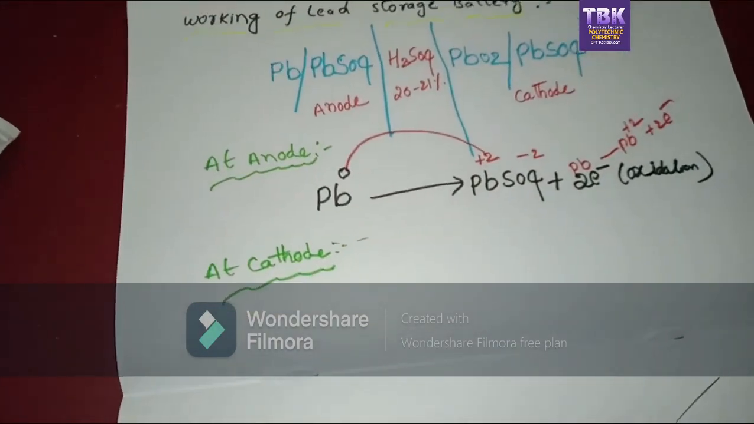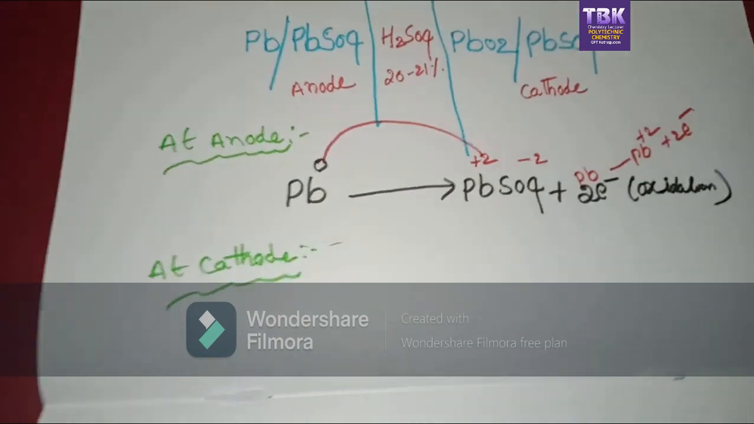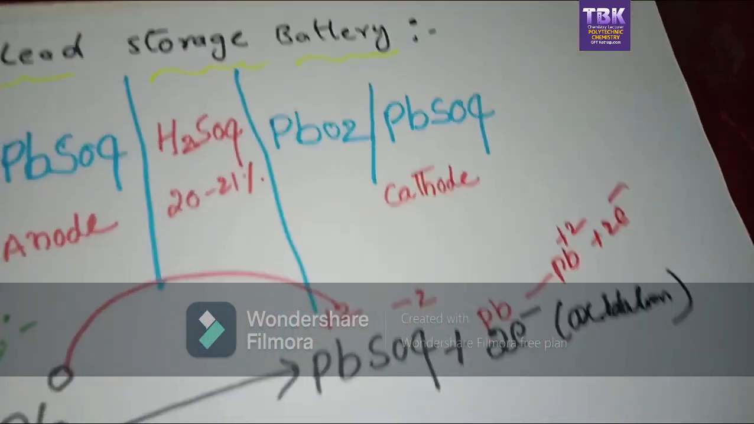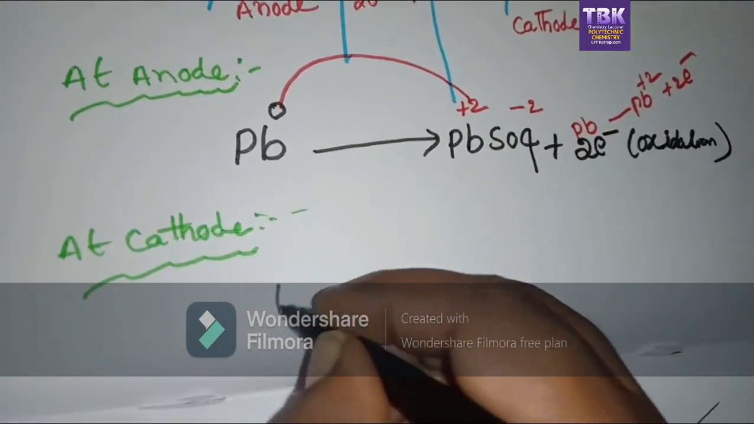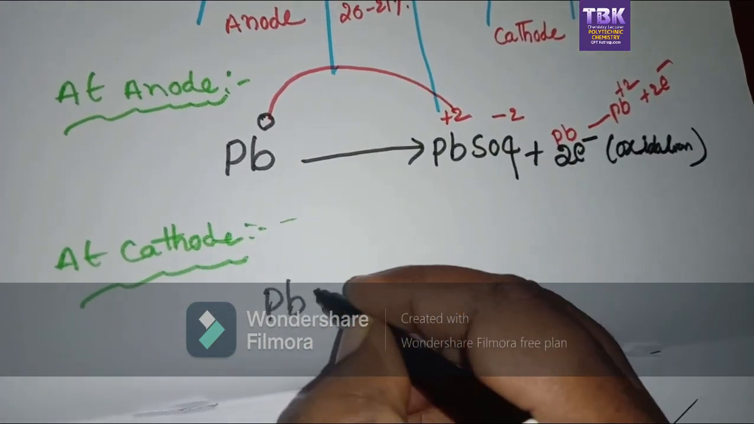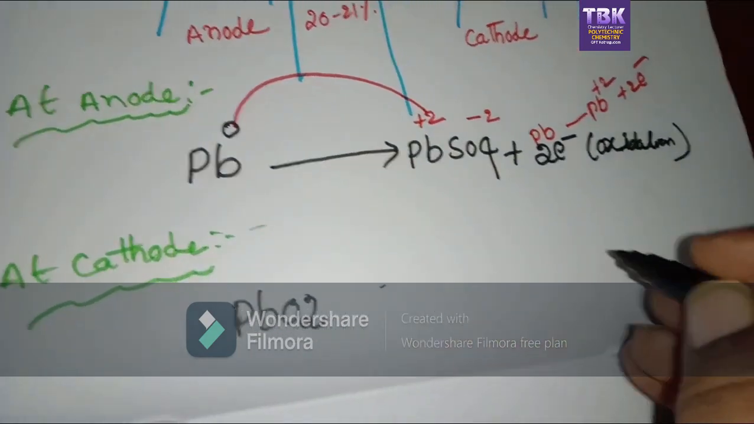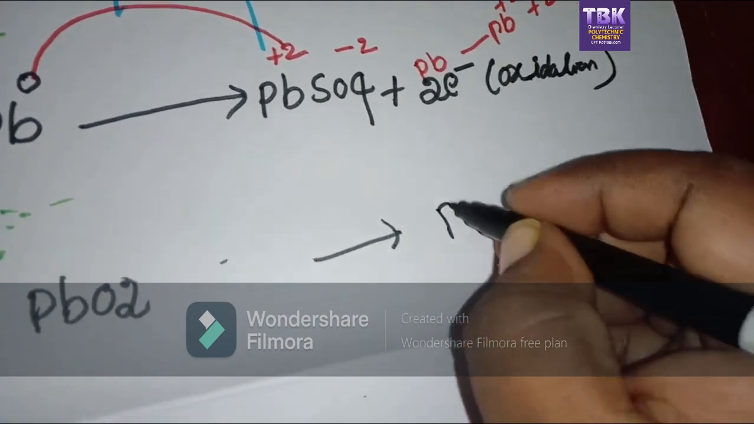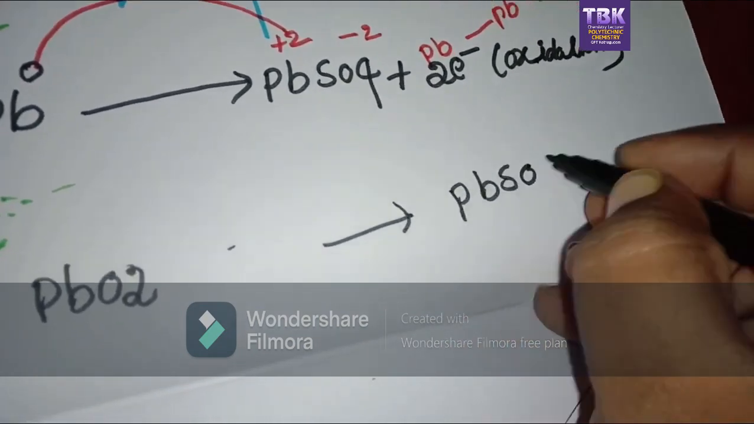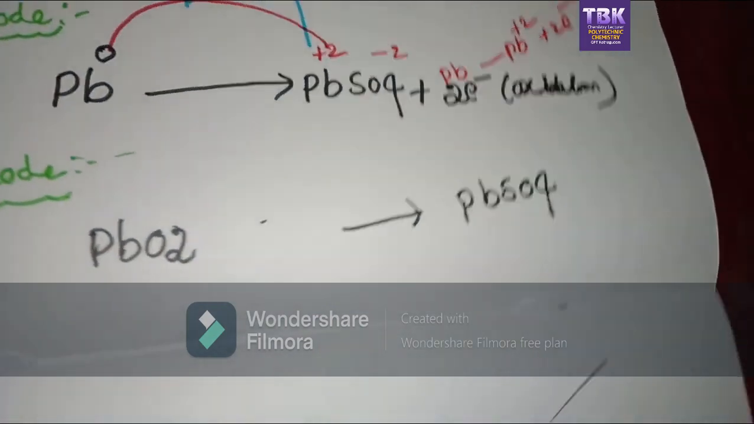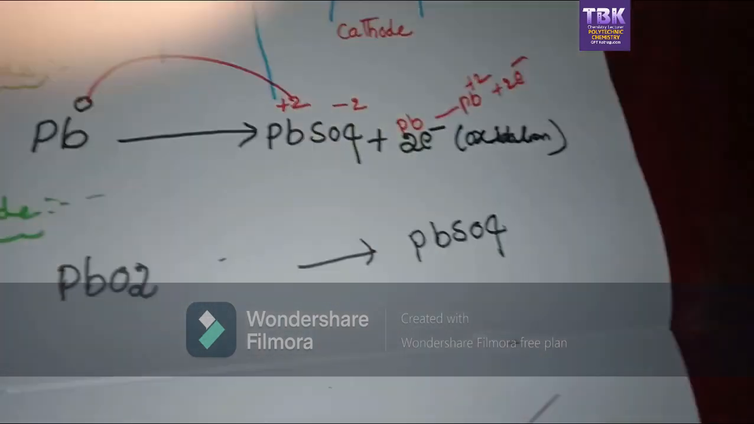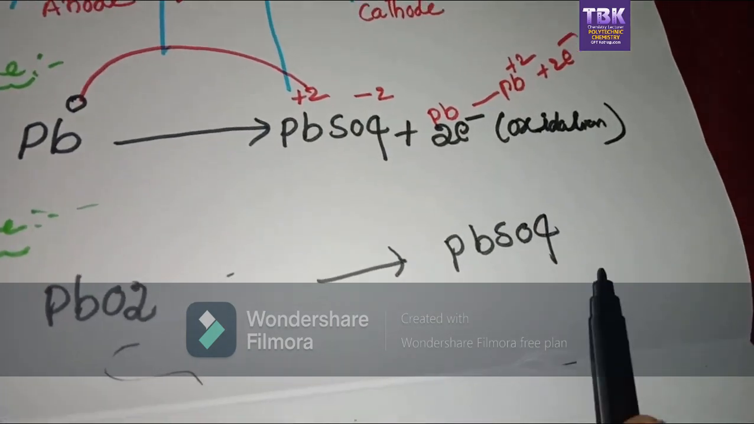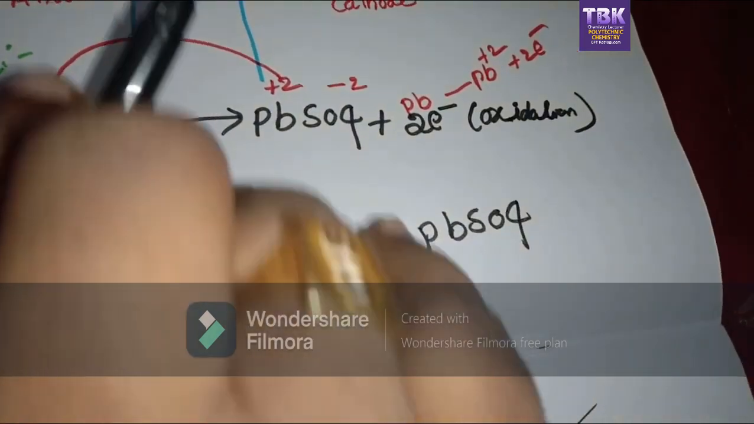Come to the cathodic reaction. PbO2 is converted into PbSO4. It is a trick to remember the cathodic reaction. So here PbO2 is converted to PbSO4, which means it has one sulfate.